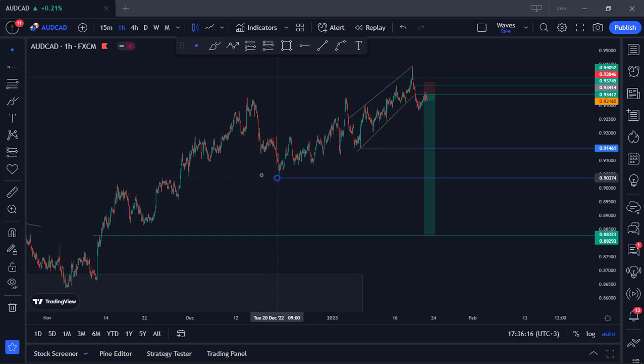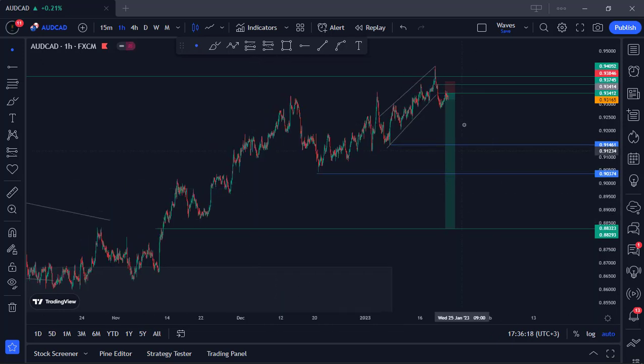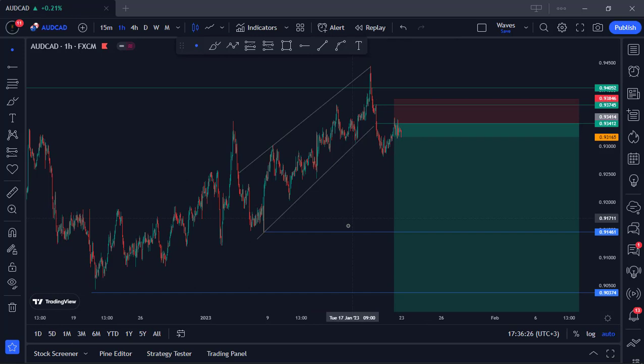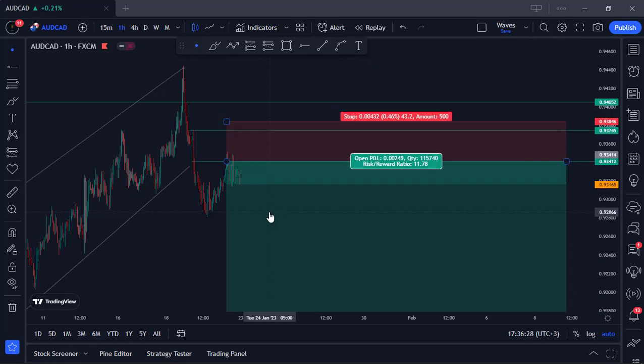Because this is the previous swing low over there. So this is the swing trade that I've been tagged in currently. We'll see how it goes. If you are not in, look for a way to join us in this one.